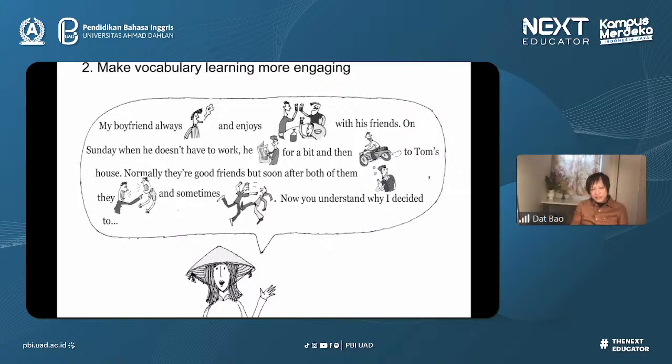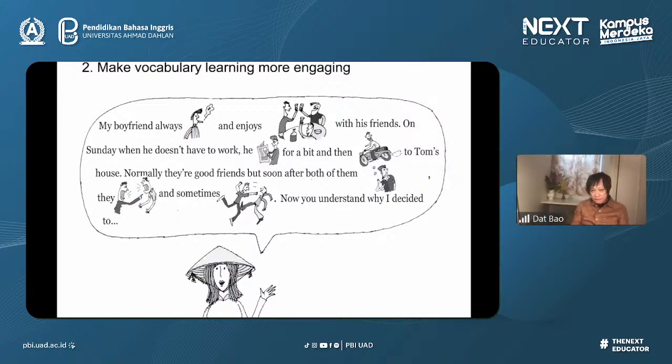Normally they're good friends, but after a while both of them tell me something that may go wrong. Sometimes they are jealous of each other. Yeah. One person is beautiful, the other person is jealous. So they might argue. So I let my children continue, and then eventually this lesson can develop further after the two perspectives.